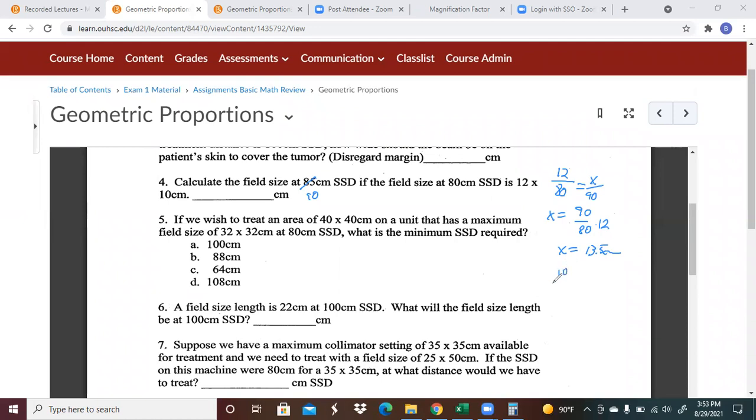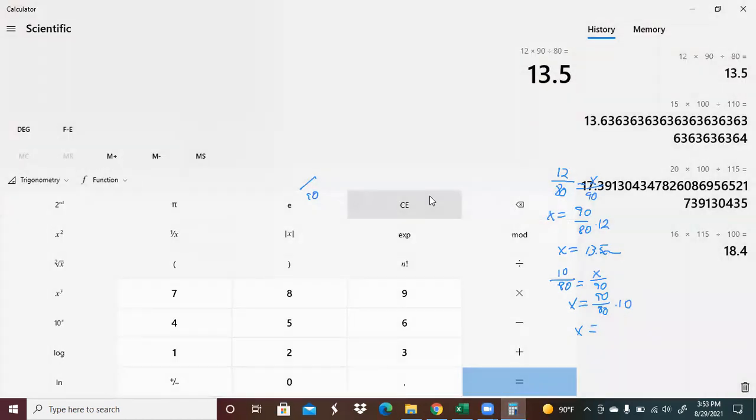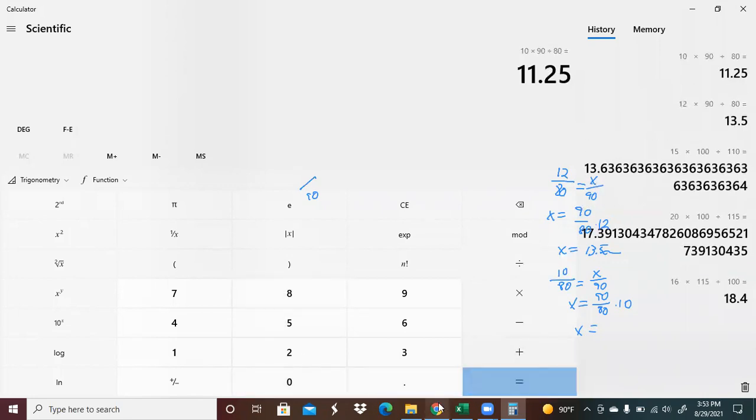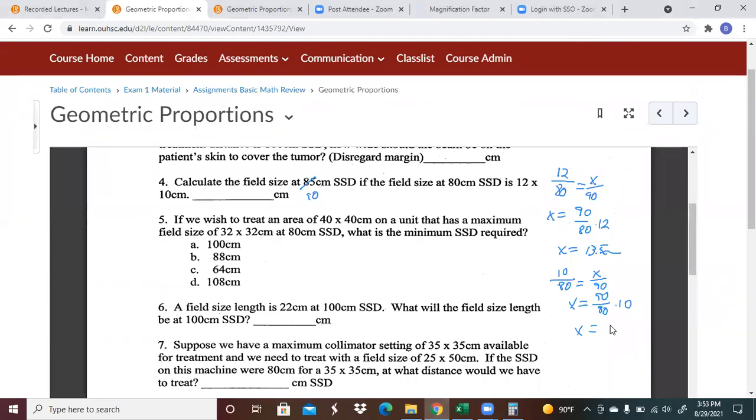We had 10 at 80. It's going to be equal to x at 90. Means x is going to end up being 90 divided by 80 times 10. X is going to be equal to, let's go to the calculator here, 11.25, so something around 11.3.